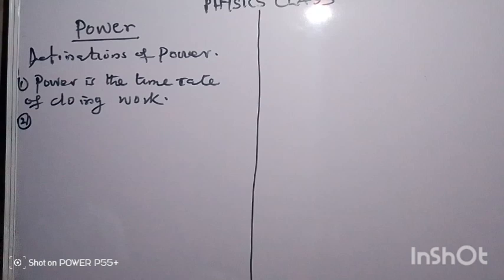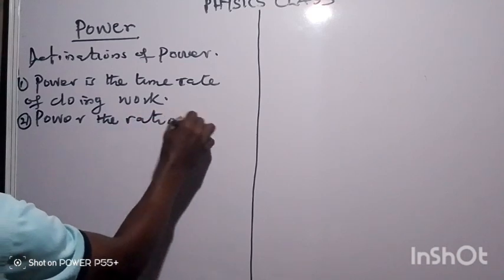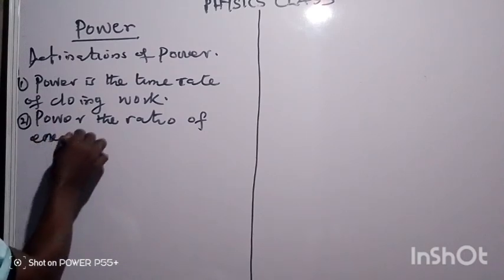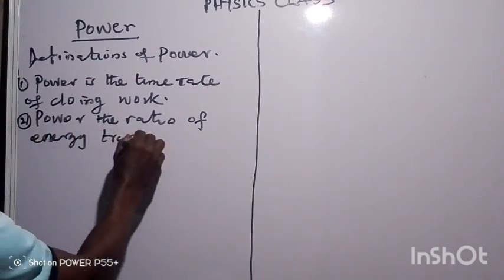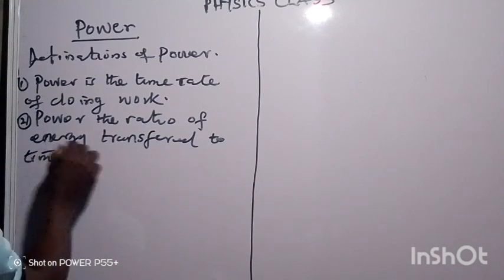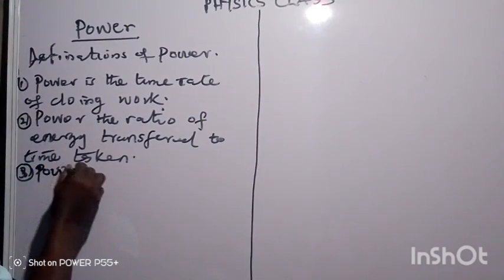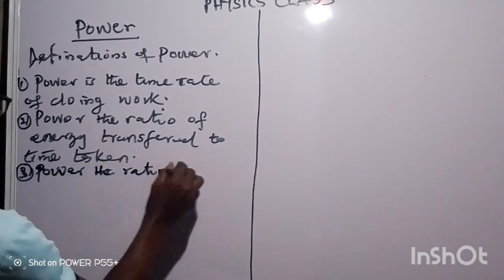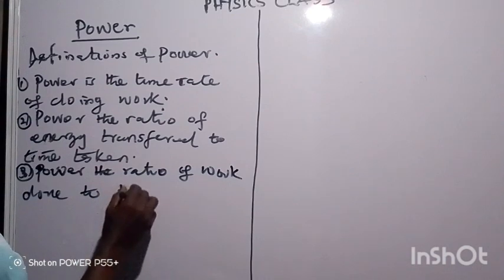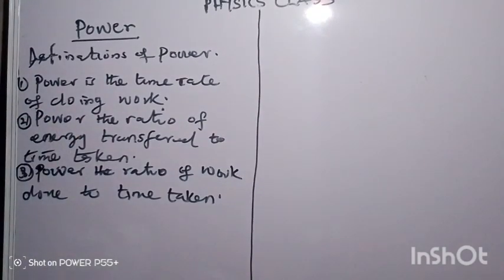2. Power is the ratio of energy transferred to time taken. Number 3, power is the ratio of work done to time taken. These are the various ways in which we can define power.